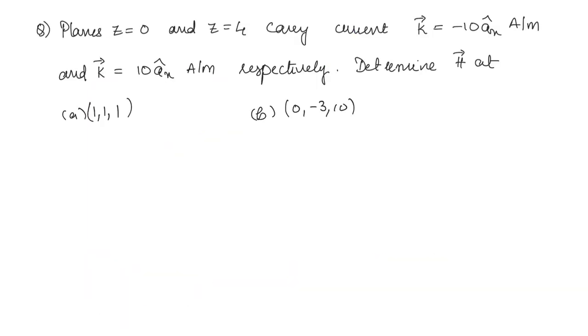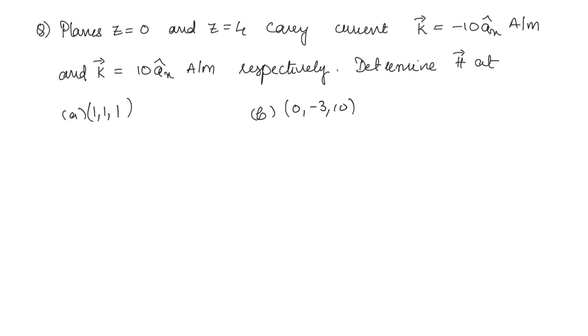Two planes, z equals 0 and z equals 4, carry current K bar equals minus 10 ax bar and K bar equals plus 10 ax bar respectively. Determine the H bar at these two points. So we'll first see what these planes z equals 0 and z equals 4 are.